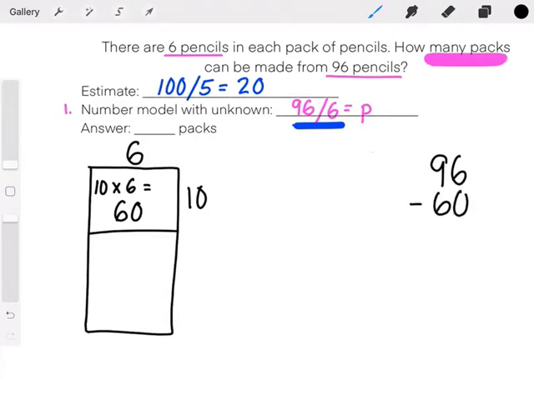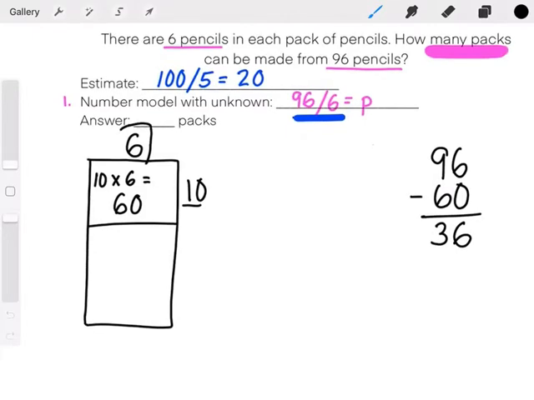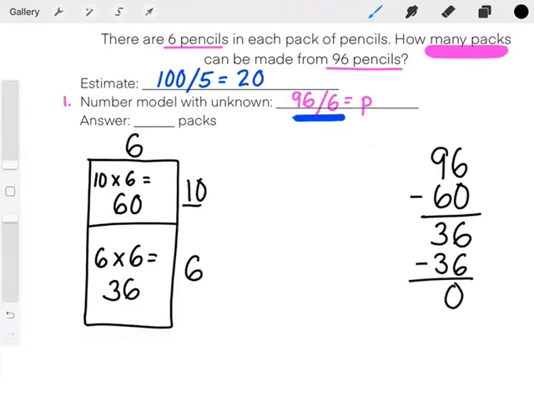So we just used 60 of those pencils to make 10 packs. And I'm going to subtract, and you should be left with 36. So what could you multiply by 6 that'll give you that 36? And it is a doubles fact. So you can do 6 times 6 will give you 36. So I have no pencils left over, no remainder.